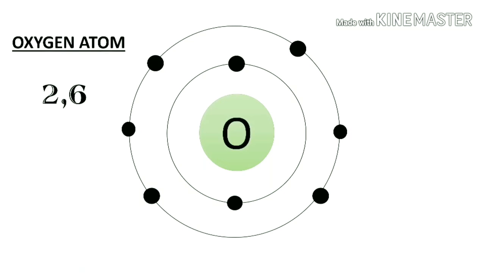So here we put oxygen as an example to show you. Oxygen atom has 2 shells, the first shell and the second shell, or you can call it first orbital or second orbital. First shell has 2 electrons in it. As we said, the first shell can hold only 2 electrons and not more than that, and the second shell has 6 electrons. So the total electrons of oxygen is 8.